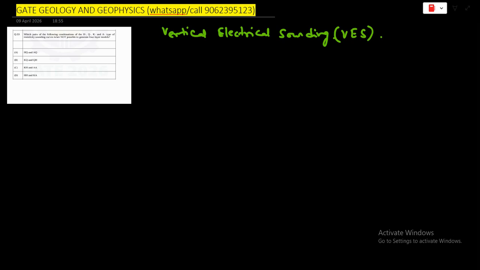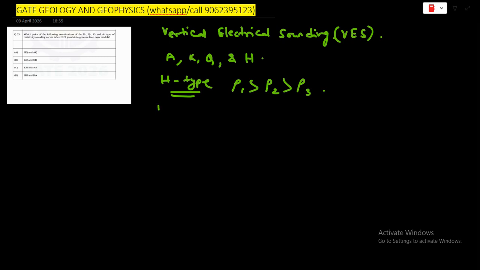Now in geophysics we use the 4 main personalities for the layers. It's called the A, K, Q and H. Before we solve the question, let's look at our characters. In a 3-layer model, H type is what? Rho 1 greater than rho 2 less than rho 3. So it dips down. So think of H for hole.